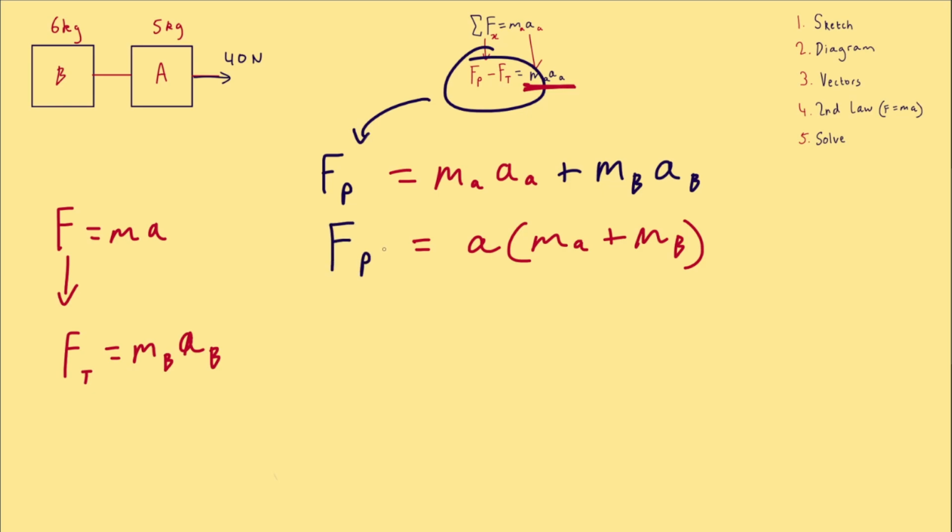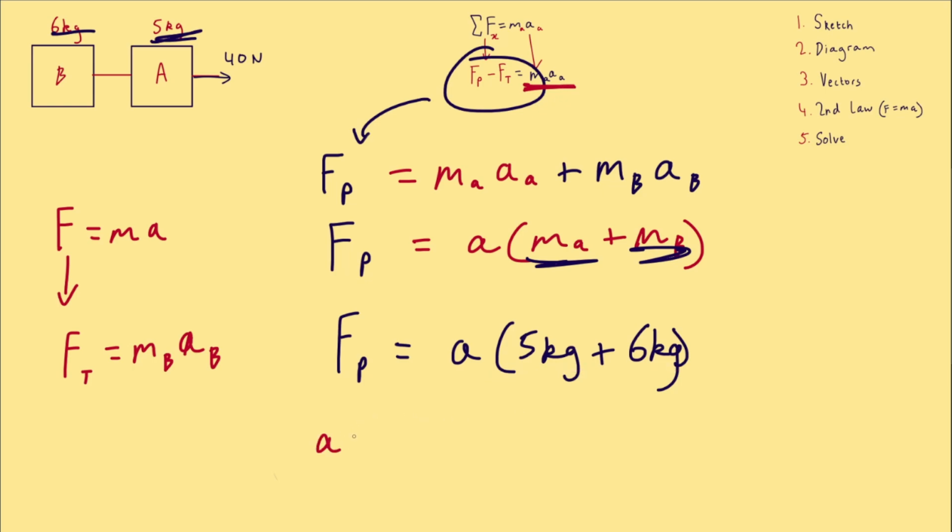We just have to plug in our values and solve for acceleration. If you want to go ahead and do that yourself, you can pause the video and try. But I'm going to do it here. So FP is equal to a times the mass of A, which is 5 kilos, plus the mass of B, which is 6 kilos.